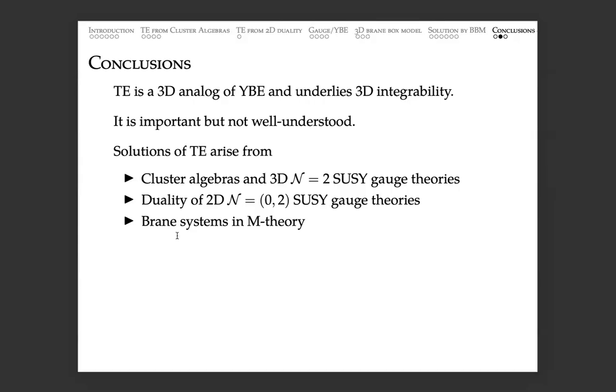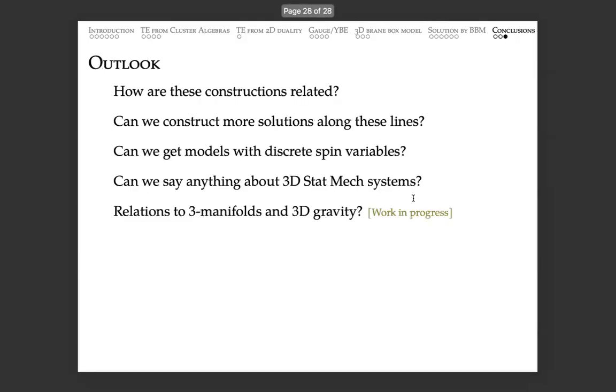And then I explained to you that solutions of this equation appear from cluster algebras, and solutions constructed from cluster algebras are related to partition functions of 3D N=2 supersymmetric gauge theories on S3. Another way of constructing solutions is to use dualities of two-dimensional supersymmetric gauge theories, which I explained. And then there's actually a brane construction of some solutions, which I didn't talk about. But now, where can we go from here?